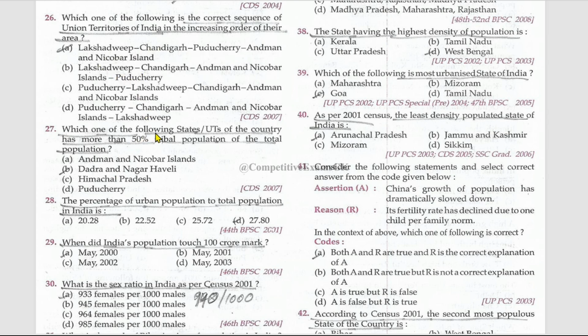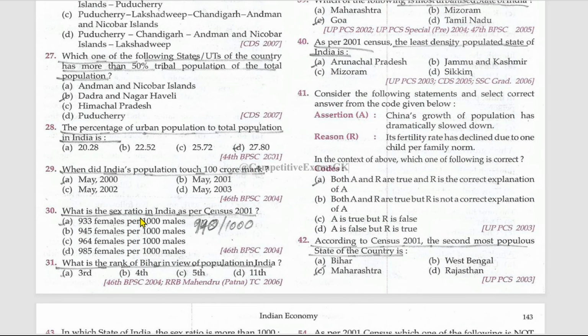Which one of the following states or UTs of the country has more than 50% tribal population of the total population? Dadra and Nagar Haveli. The percentage of urban population to total population in India is 27.80%. When did India's population touch the 100 crore mark? In May 2000.